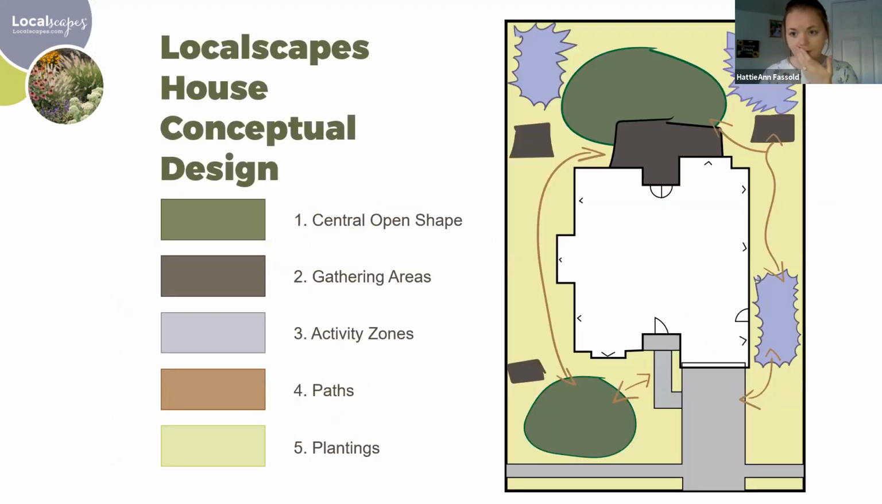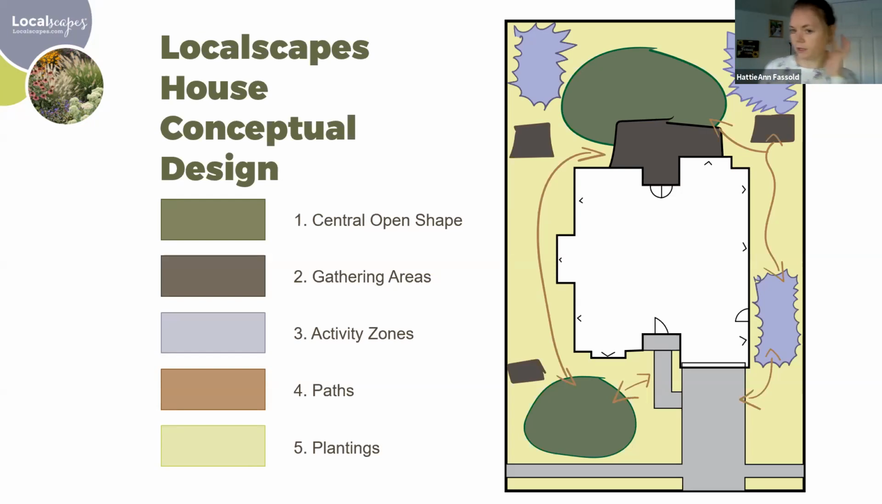So I'm doing it a little bit different in that I'm going to start with a conceptual design first. Conceptual design is pretty much just picking the areas where you want to put them, not putting any sort of shape to them or specifics on size or anything. You're just making the area, just say this area is going to be my central open shape. This area is going to be my gathering area.